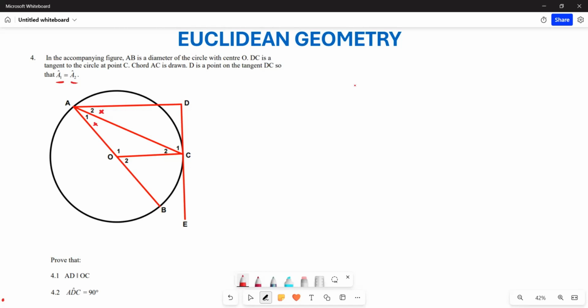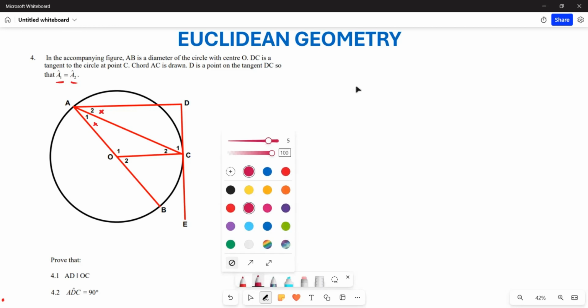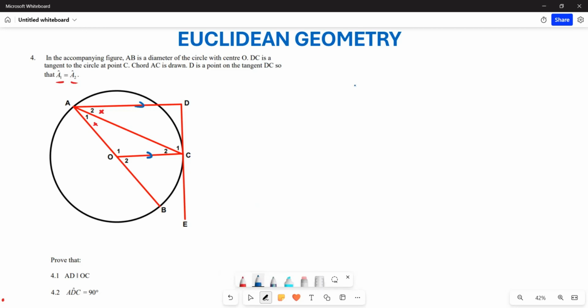Now, what is it that they want us to prove here firstly? The first question is they want us to prove that AD is parallel to OC. So basically they want us to prove that these two lines are parallel to each other.